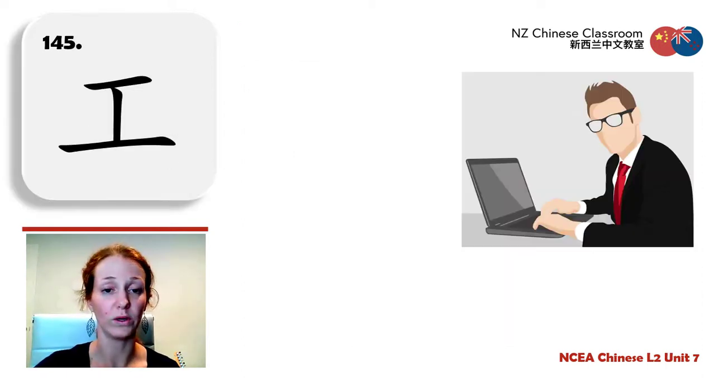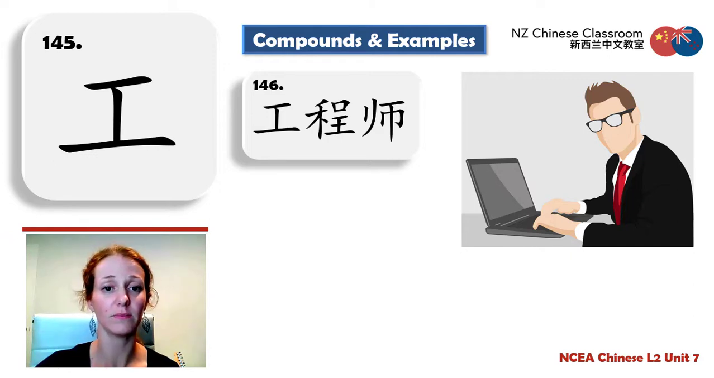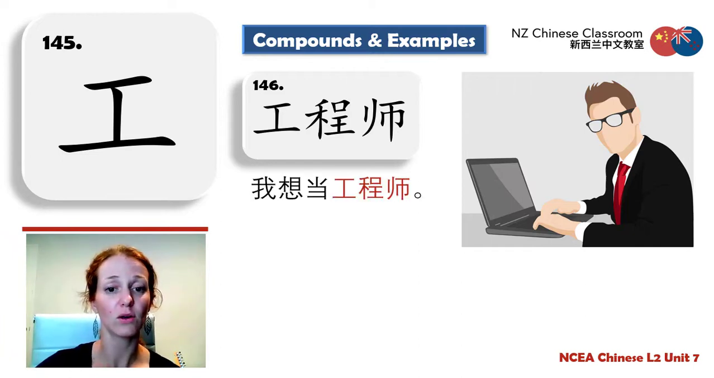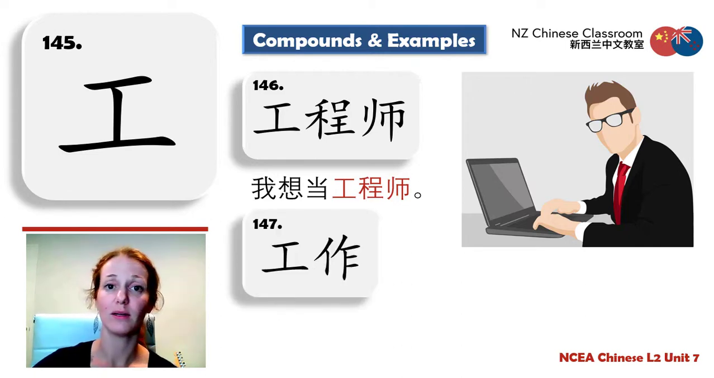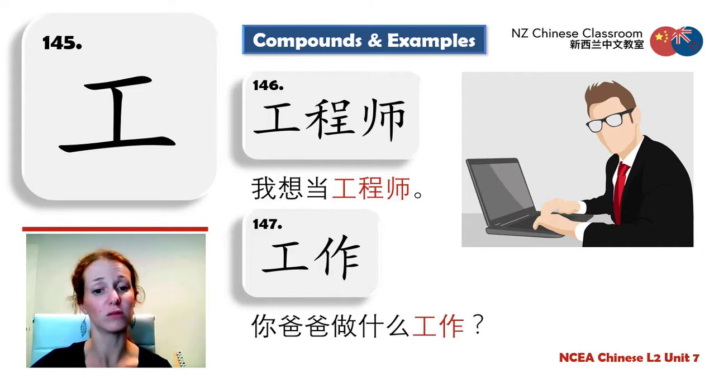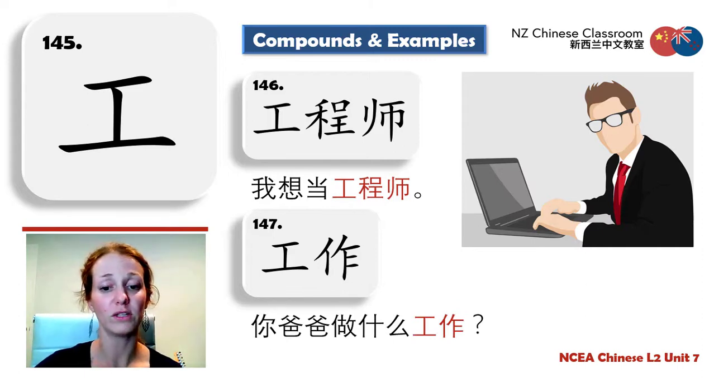工 means to work. 工程师 is an engineer. A type of 师 like 老师 is a teacher or a master. 工程师. 我想当工程师. 很好. 工作 means to work or work. 你爸爸做什么工作? What does your father do for a job? 下一个.